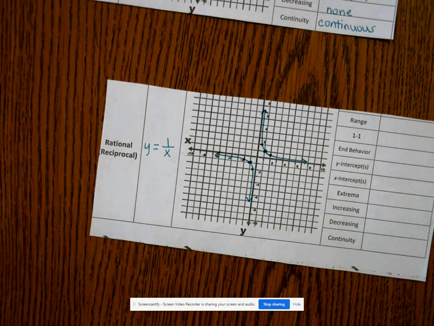So that's what the rational function looks like. We'll talk more about rationals later on. We'll do an entire section on graphing those. But this is what the parent looks like.